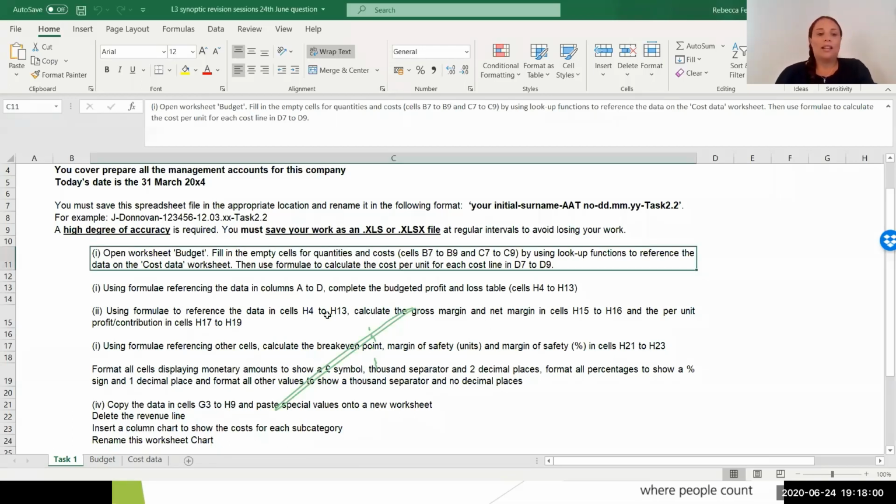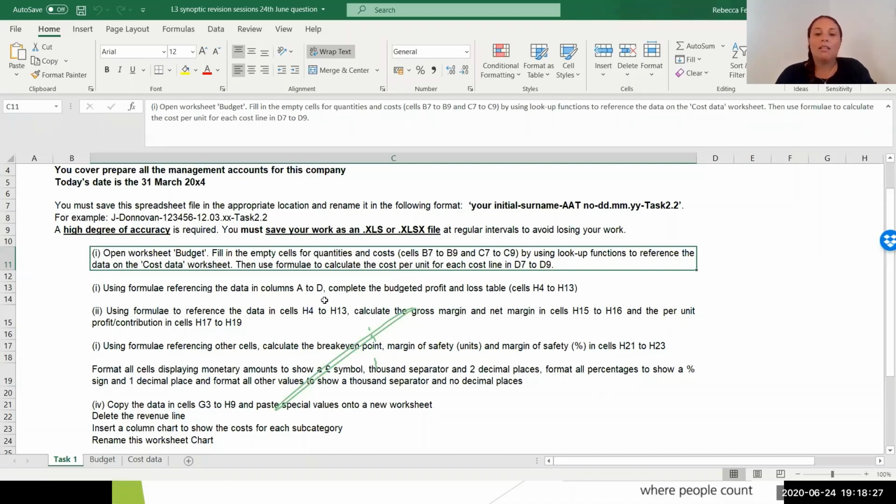Okay, so let's have a look then. Open the worksheet budget, fill the empty cells for quantities and costs, and it tells you that you've got cells B7 to B9 and C7 to C9. We're going to do that using lookup functions and reference them to the cost data worksheet. We're then going to use a formula to calculate the cost per unit for each of the lines D7 to D9.